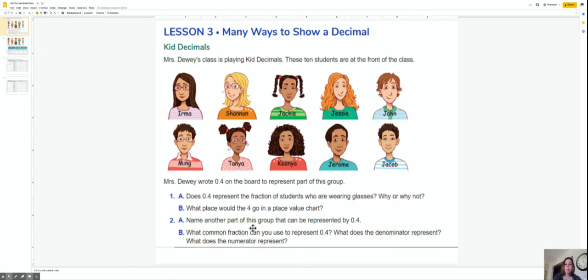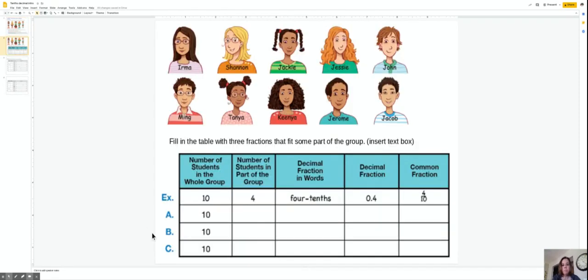Then we're going to look at another group that could be represented by 4 tenths. If I look at boys, there's 1 boy, 2 boys, 3 boys, 4 boys. So that would be something else represented by 4 tenths. If we have the number of students wearing glasses, there would be 4. That would be 4 tenths. The decimal would be 0.4, and the common fraction would be 4 tenths.